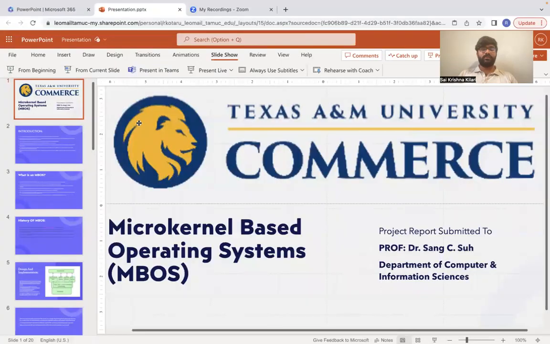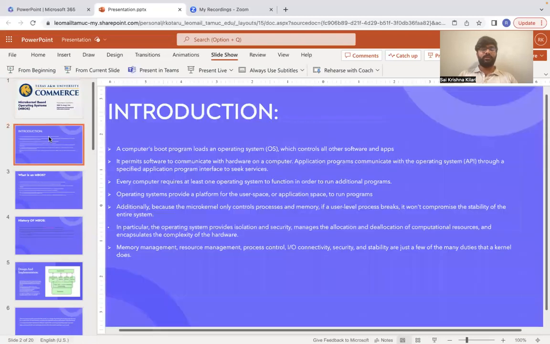My today's topic is my microkernel based operating system. I would like to go with the introduction. A computer's boot program loads an operating system which controls all other software and apps. It also permits software to communicate with hardware on the computer, and application programs communicate with the operating system, through a specified application program interface, known as API, to seek services.